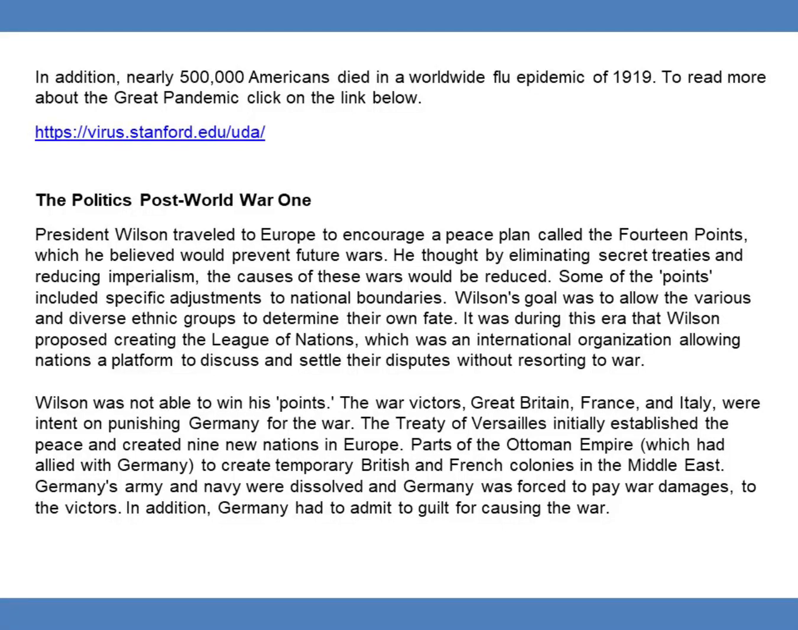The Treaty of Versailles initially established a peace and created 9 new nations in Europe. Parts of the Ottoman Empire, which had allied with Germany, were turned into temporary British and French colonies in the Middle East. Germany's army and navy were dissolved, and Germany was forced to pay war damages to the victors. In addition, Germany had to admit to guilt for causing the war.